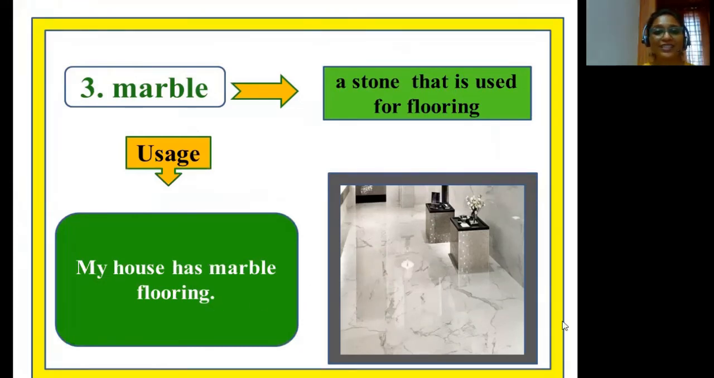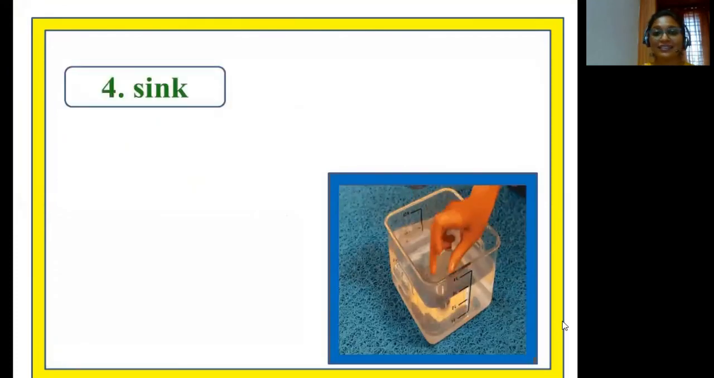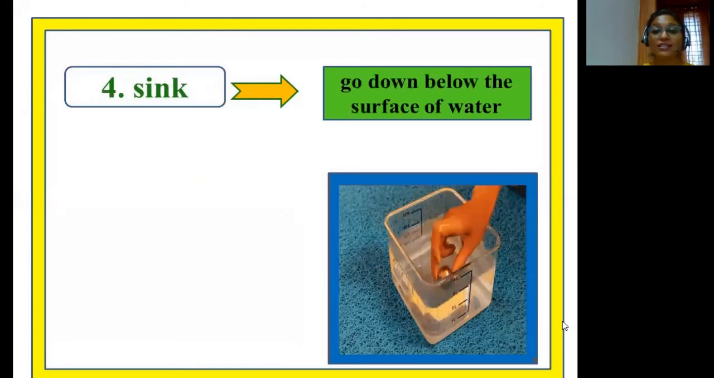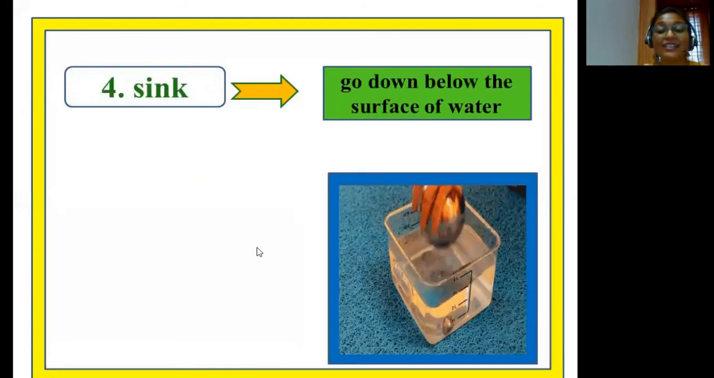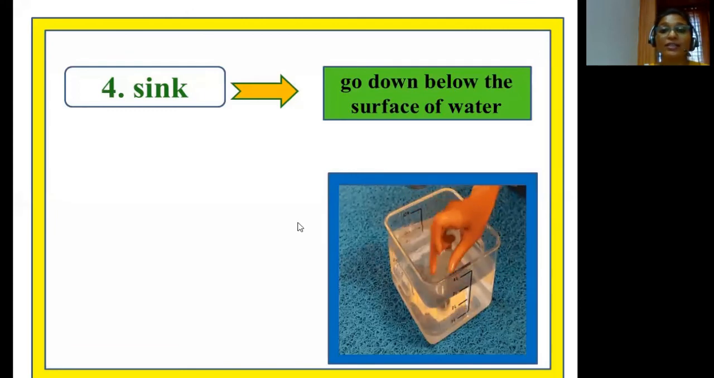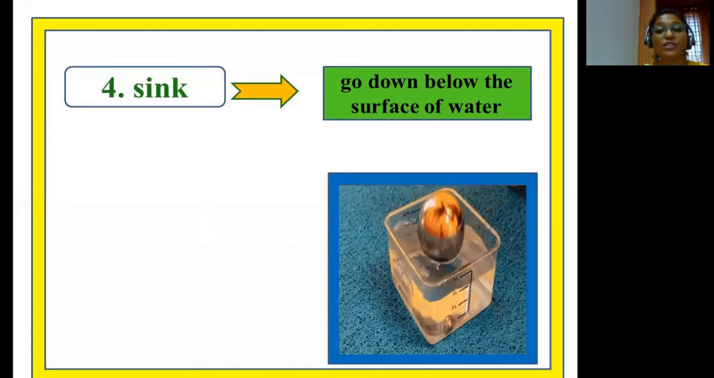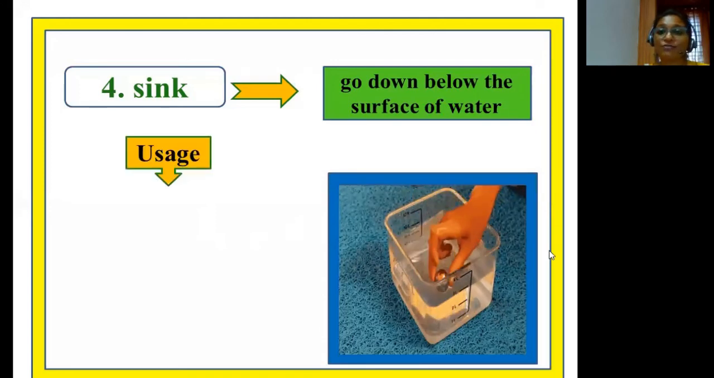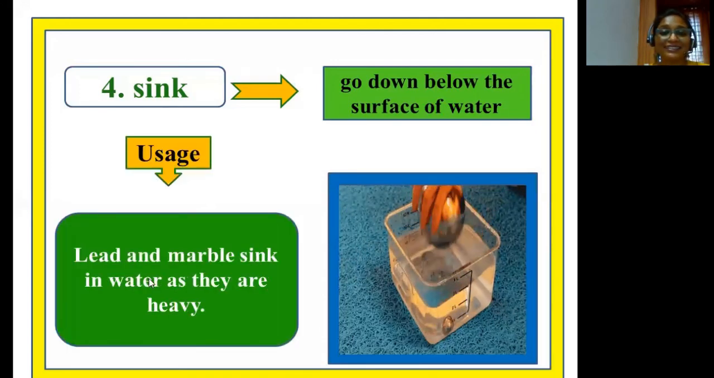Our fourth new word is sink, and it means go down below the surface of water. Displayed here on the screen is a gif where you will find a metal ball sinking in water because it is heavy. So here the word sink means to go down below the surface of water. Here is the sentence which I have framed using the word sink. Lead and marble sink in water as they are heavy.